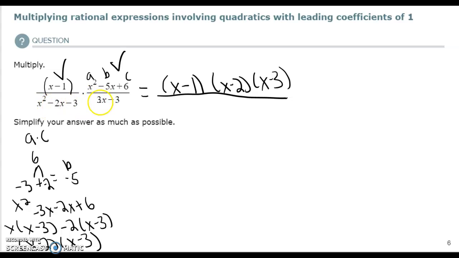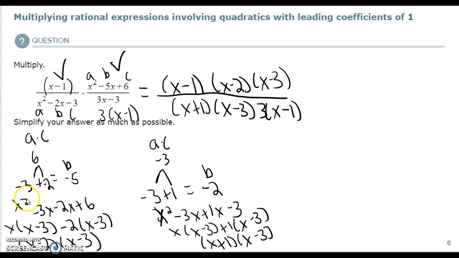I want you to try to factor the denominator, both of these, on your own. So go ahead and factor both of the denominators on your own. Okay, once we do that, we end up with this 3x minus 1 here, and A, B, C were identified there, so I did my ACB tree. And now my denominator looks like this.